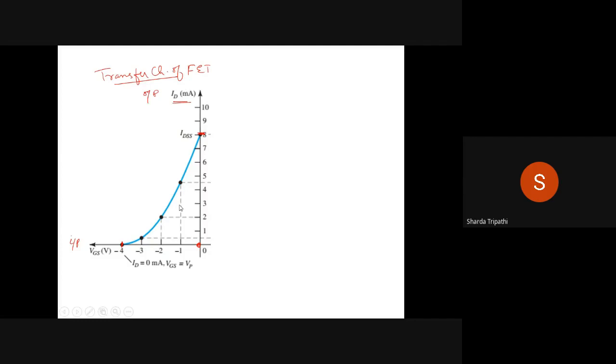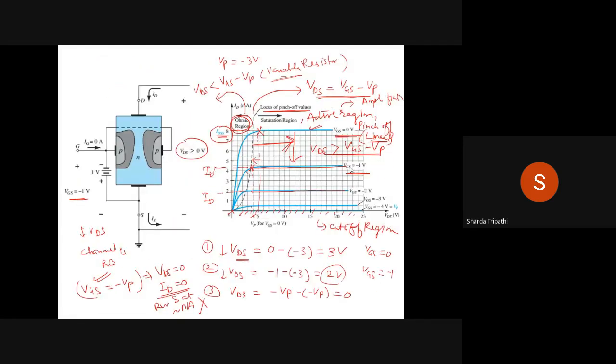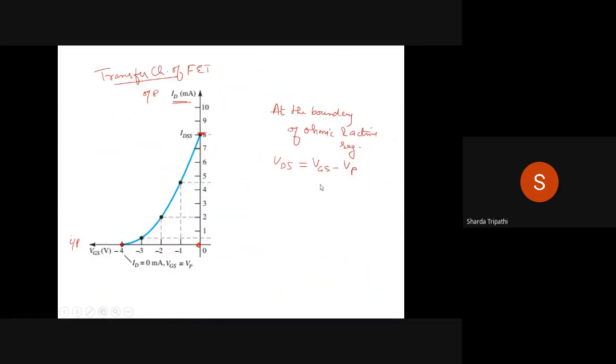And one more last thing, छोटी सी condition है. So at the boundary of ohmic and active region, we know that VDS will be equal to VGS minus VP. So if this is the boundary at which I am talking about. तो ये जो dashed curve है इसकी बात कर रही हूँ. ये dashed curve is actually the boundary between the ohmic region and the active region. So the equation of this dashed boundary is actually VDS is equal to VGS minus VP.